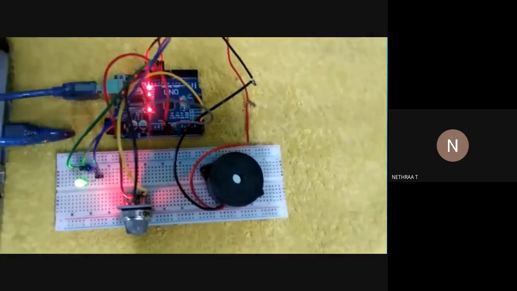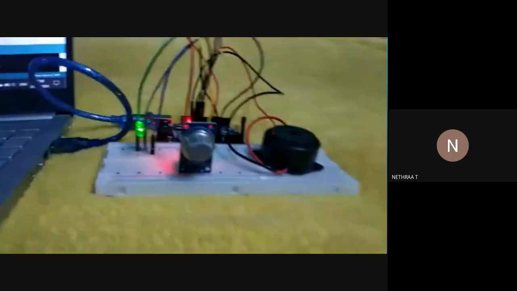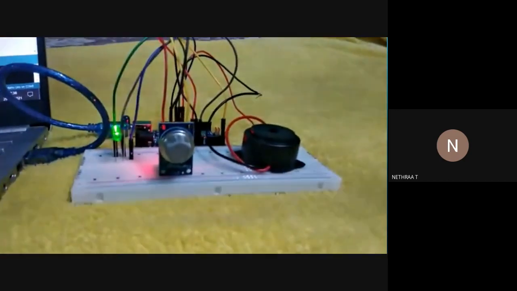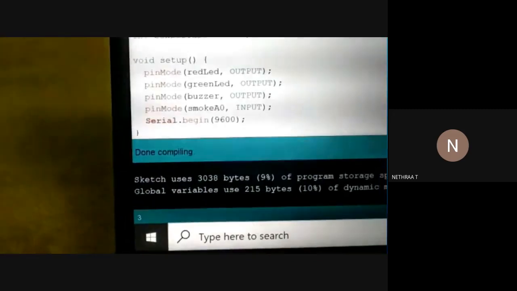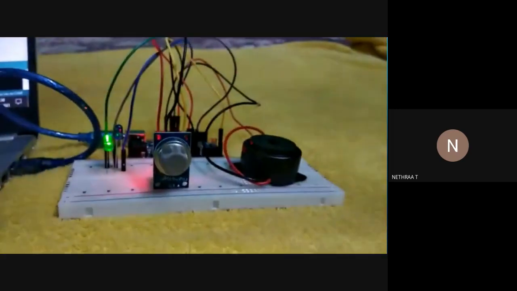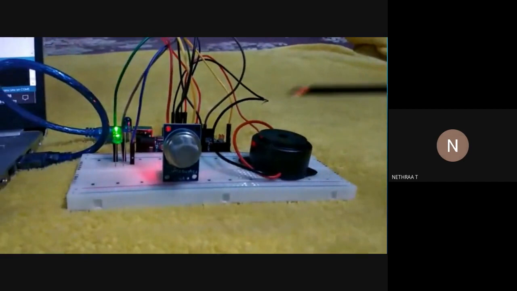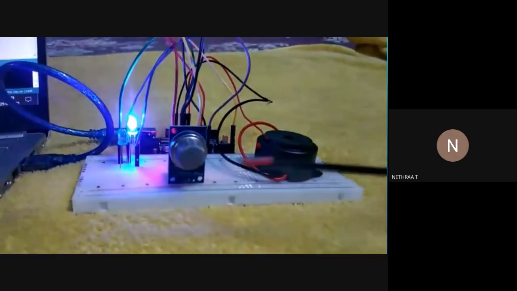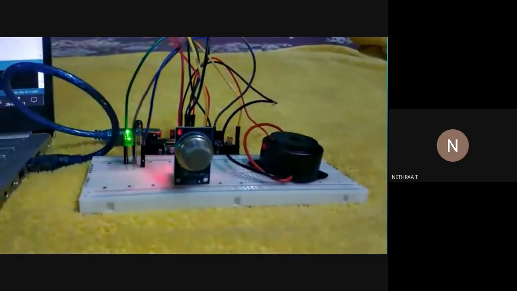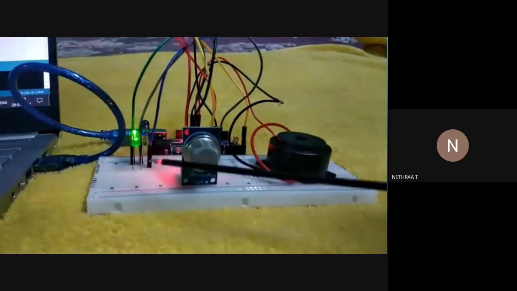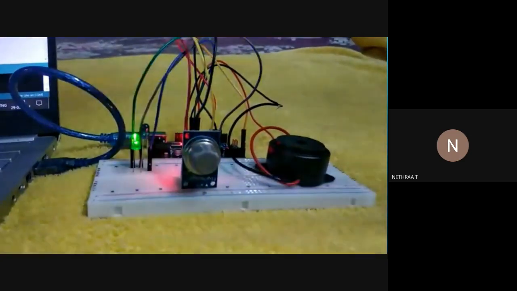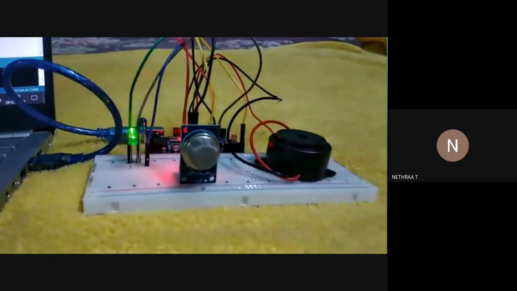Here comes the illustration of the project. Once the code is compiled and uploaded to the Arduino board, we could see the green LED glowing, indicating that there is no smoke detected. As we get the incense stick smoke near the MQ2 sensor, the blue LED glows with a buzzer sound, indicating the presence of smoke so that the required preventive measures can be taken. Over to Namita Reddy.